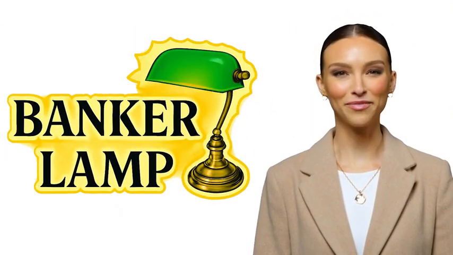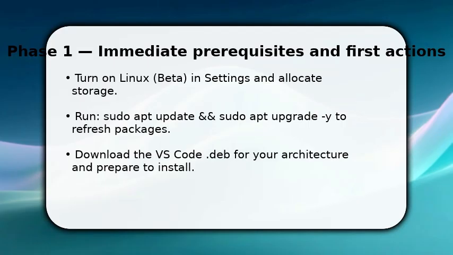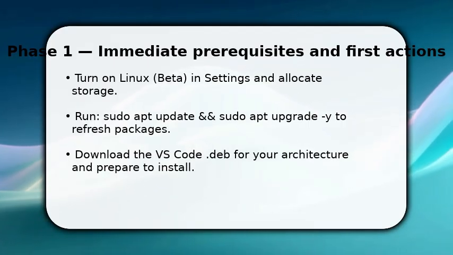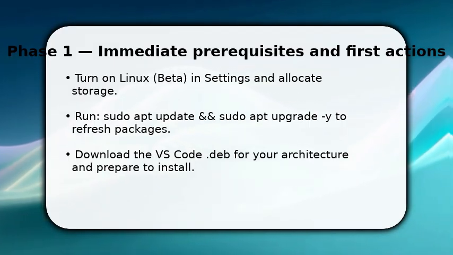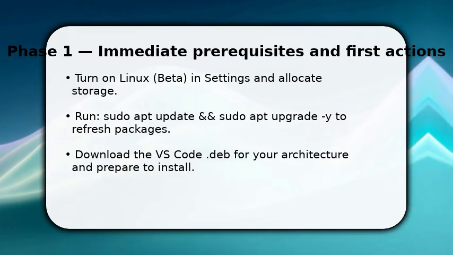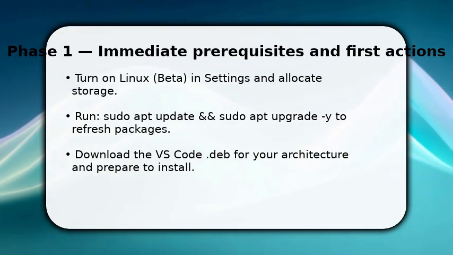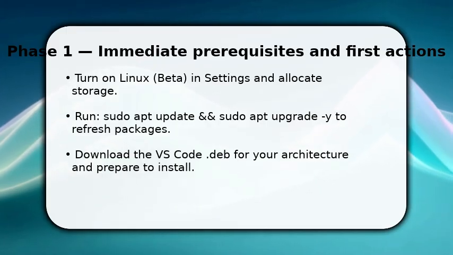Please enjoy the video. You start by enabling Linux Beta on your Chromebook. This gives you a Debian container to run desktop apps. Once enabled, open the terminal and run sudo apt update and sudo apt upgrade -y so libraries are current.